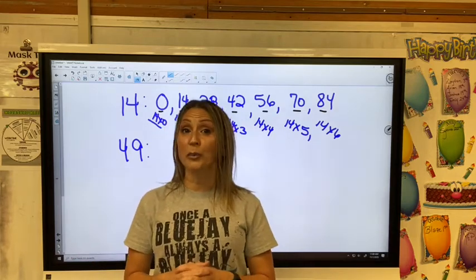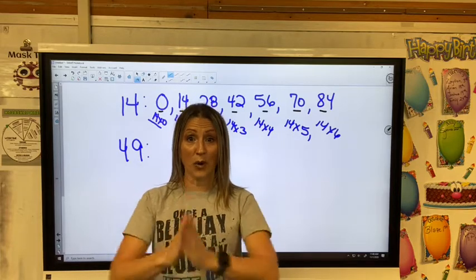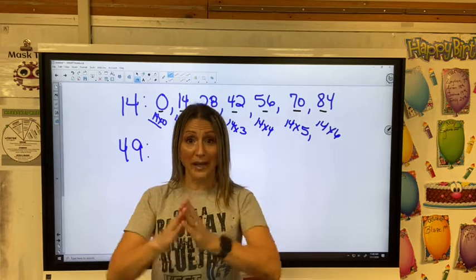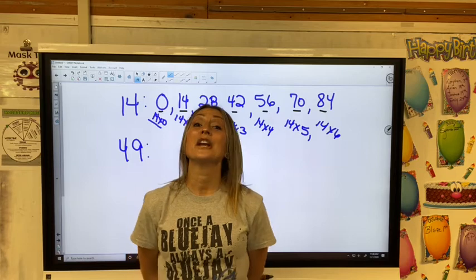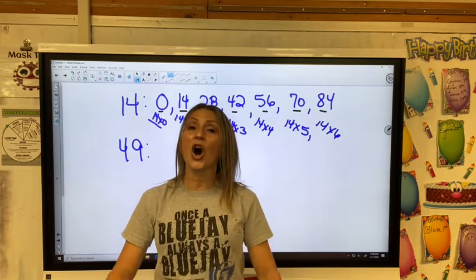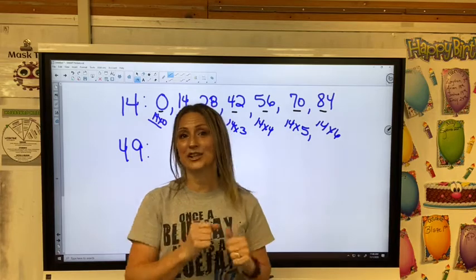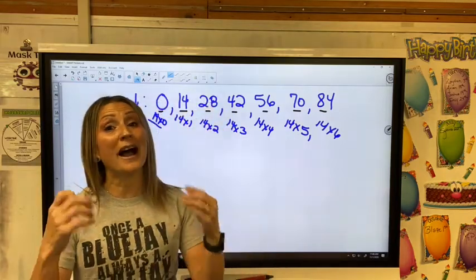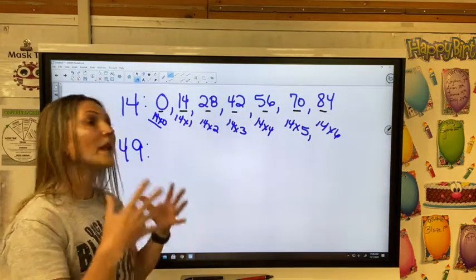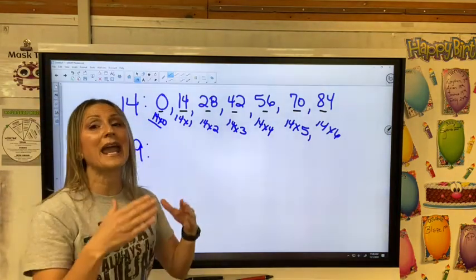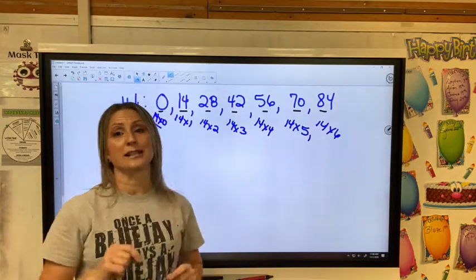So what are the multiples of 8? 8, 16, 24, 32, 40, 48, and so on, and so on, and so on. Your multiples, sixth graders, are the answers to your multiplication facts. They're the products that you get. And when we talk about LCM, we're asking ourselves, can we find a multiple that numbers have in common? And we want it to be the smallest multiple.